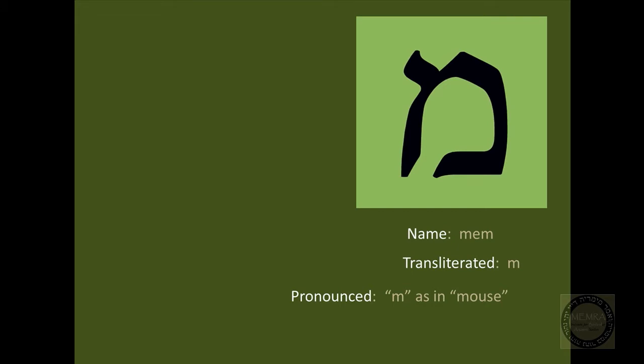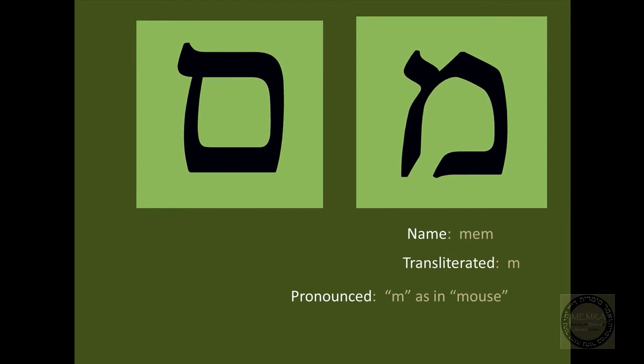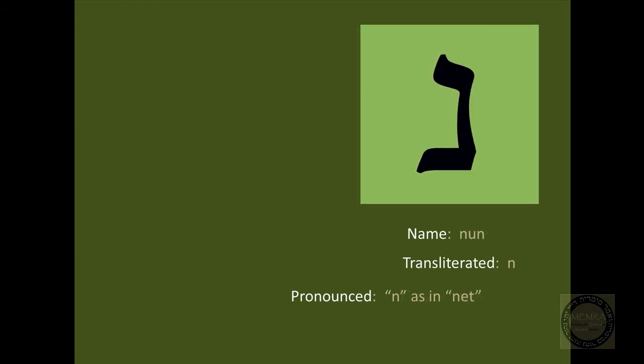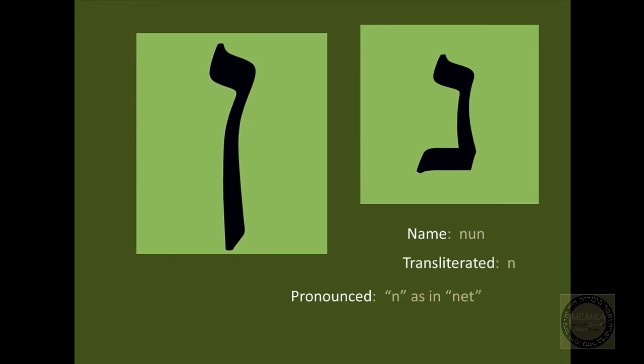This was mem, and when mem occurs in final position, it looks like this. It looks more square. You can already tell that final kaf and final mem start to look like other letters in the alphabet, and we'll get to look-alike letters in a moment. This is final mem. Nun has a final form. It looks like this when occurring in final position. It'll go below the line. The bottom will straighten out and go below the line. Final nun.